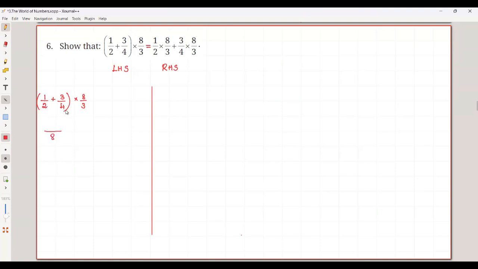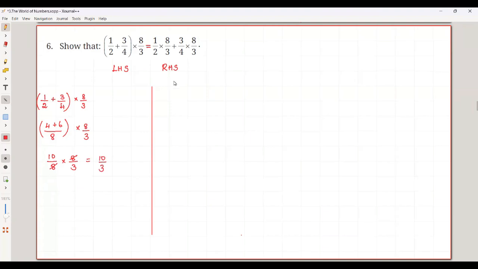Multiply the denominators: 2 4s are 8. Cross multiply: 1 4s are 4, plus 2 3s are 6. This is into 8 by 3. Now 4 plus 6 is 10, so 10 by 8 into 8 by 3. We can cancel 8 and 8, so we are getting 10 by 3. If you simplify, you are getting 10 by 3.